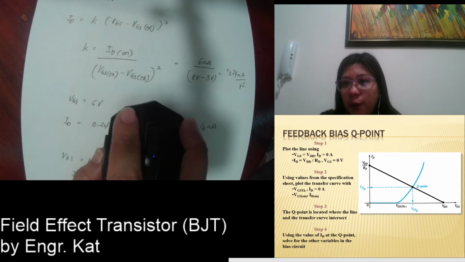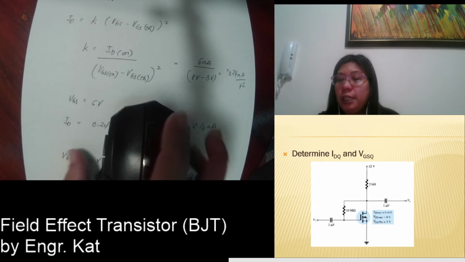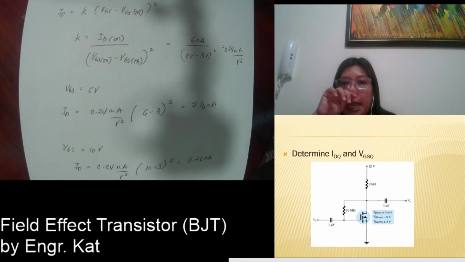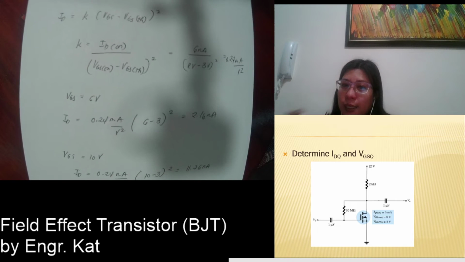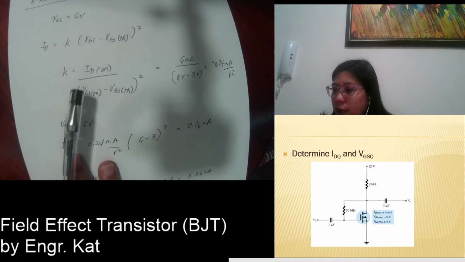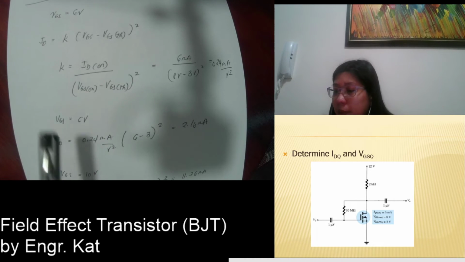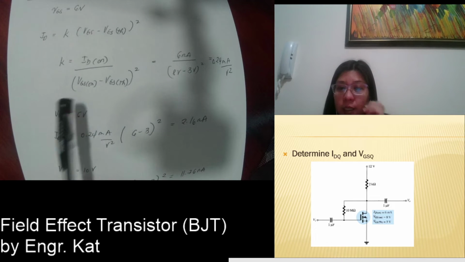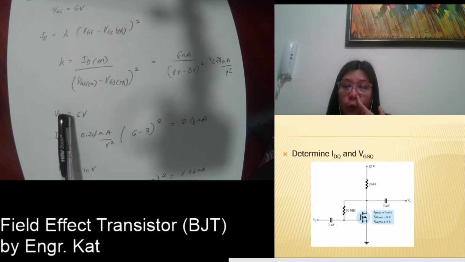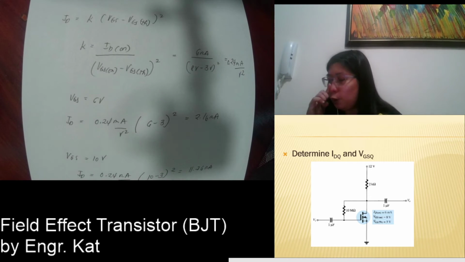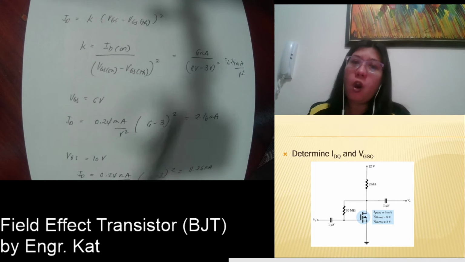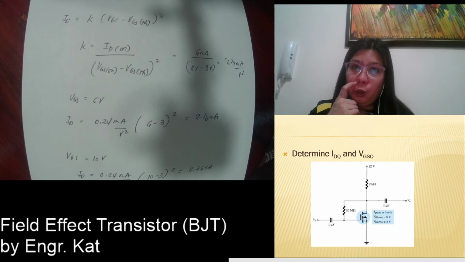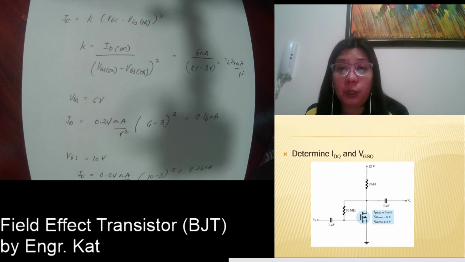Okay, so let's have an example. Let us determine the value of your IDQ and VGSQ. In this case, class, we are given ID on of 6 milliamperes, VGS on of 8 volts, and VGS TH equal to 3 volts. So we have to establish points first. Before we can get the points, we all know that below 3 volts, all of your current is equal to 0. Above 3 volts, your current starts to increase.